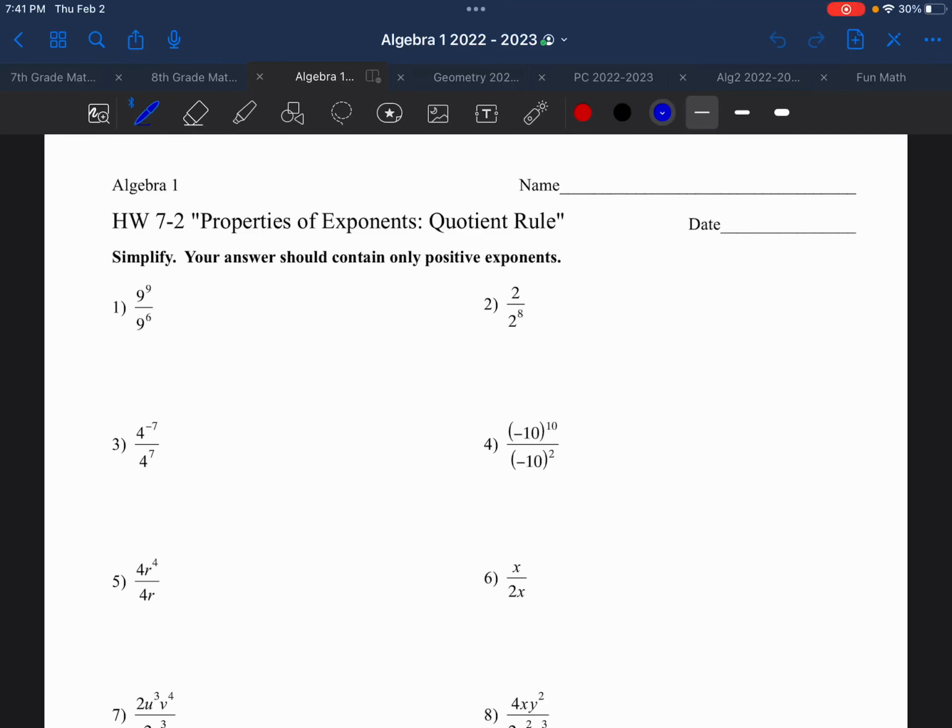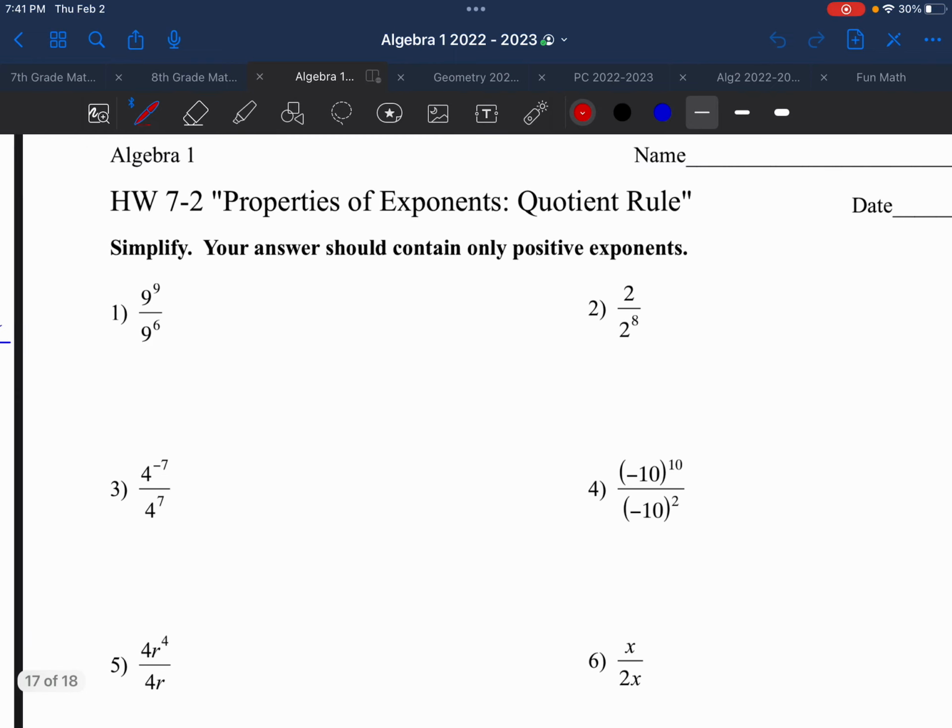This is Algebra 1, Homework 7-2, Properties of Exponents, the Quotient Rule. Let's go into problem number 1.